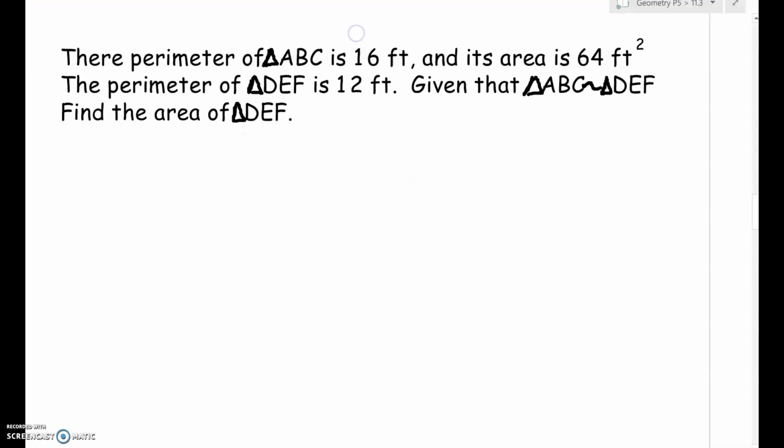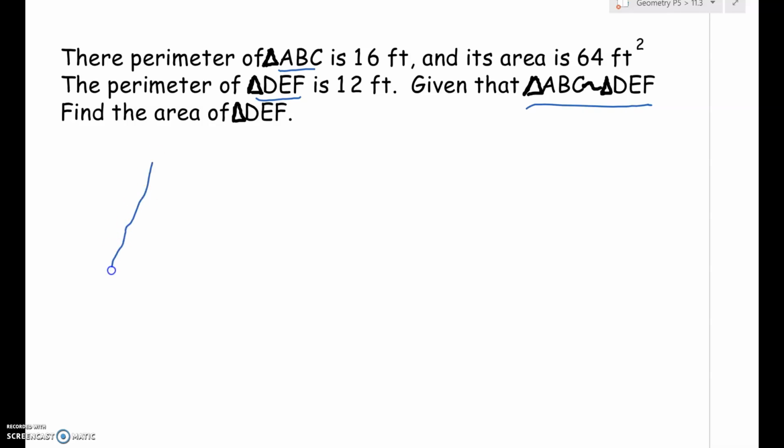All right, so this one, it's using the perimeter. The perimeter of ABC is 16 feet. Its area is 64 feet squared. The perimeter of DEF is 12 feet. Given that these two triangles are similar, find the area. All right, so I'm just going to draw little triangles here. So ABC and DEF, you can see DEF is smaller.